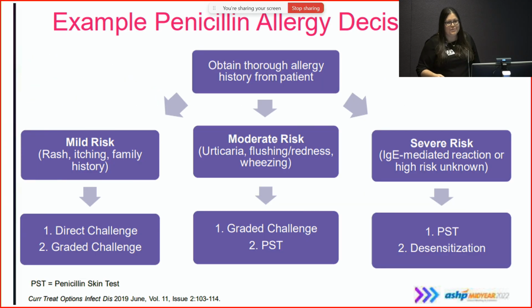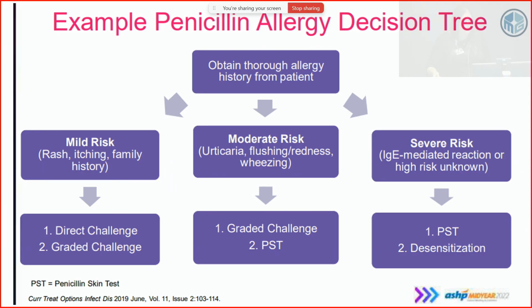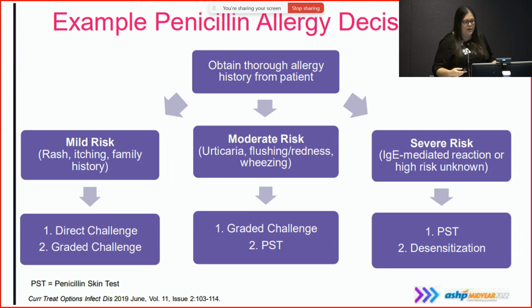Once you've looked into your patient and determined what type of reaction they had to which antibiotic, you can risk stratify. This is just an example of a decision tree. We don't have one in play for certain at Mary Greeley. Lots of places have their own version. So once you risk stratify, you can put them into a mild, moderate, or severe risk, and that gives the provider their options.